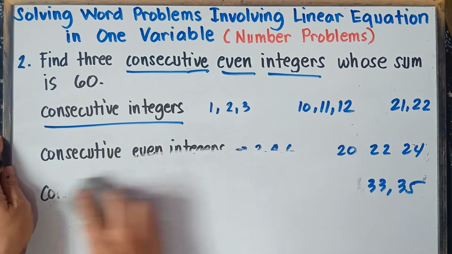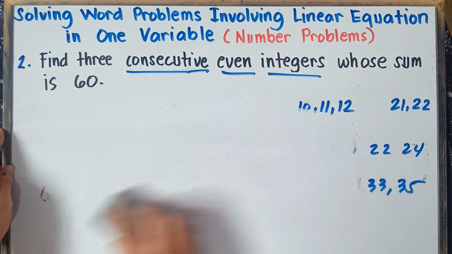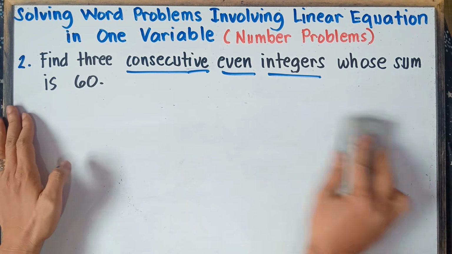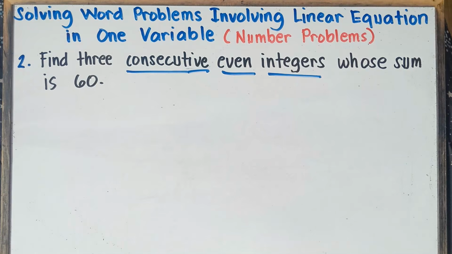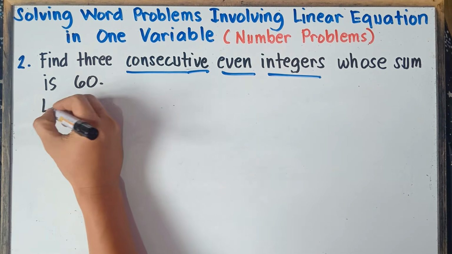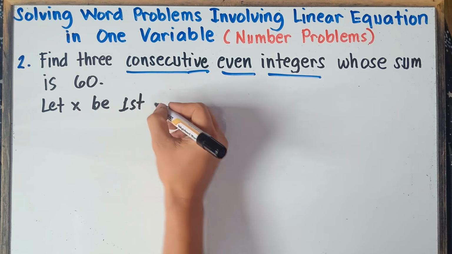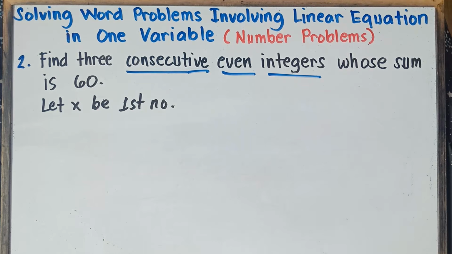Alright, so let's answer our question. We're looking for 3 consecutive even integers. Now, do we know the first number? Nope, we don't have any idea, class, with regards to the first integer. So therefore, we let x be the first integer. So let x be the first number. Sir, why do we let x be the first number? Since we don't know what the first number is.